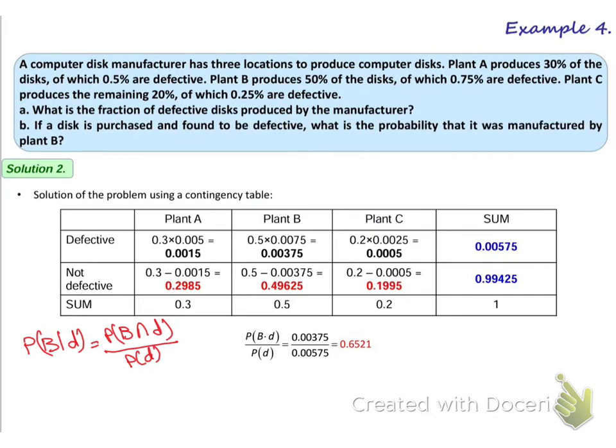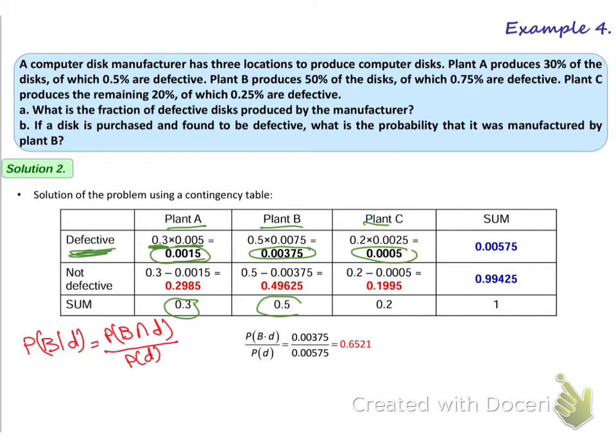Here in this example, they have given another way to solve the problem. So he said that we list down all the table. We have plant A, plant B, plant C, and the defective part of each plant, because plant A is 30%, plant B is 50%. So the defective part to the overall will be 30%, the production of this factory, times the defective percentage. Plant B will be the same thing, plant C will be the same thing, okay?